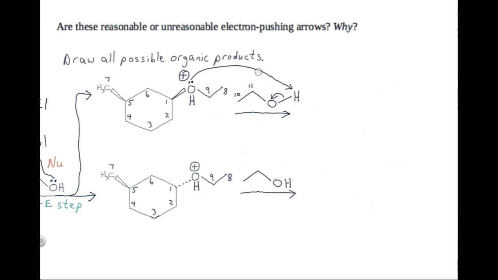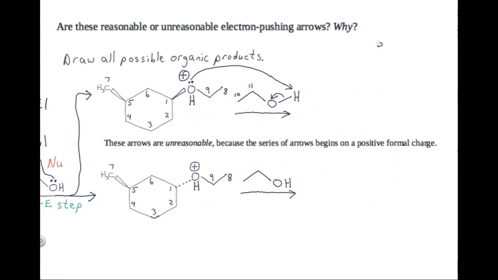I hope you actually paused the video and thought about that. These are unreasonable arrows for a very simple reason. You can easily see that because the series of arrows begins on a positive formal charge. Can you see how unreasonable that is? If something has a positive formal charge, it wants to receive electrons, not donate electrons, right? Remember that an electron has a negative formal charge. Well, something that's positive wants to receive negatives, not get rid of negatives. These arrows are clearly unreasonable because they begin on a positive formal charge.